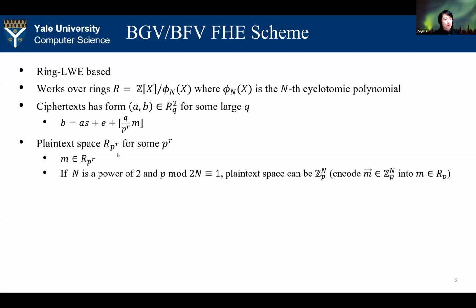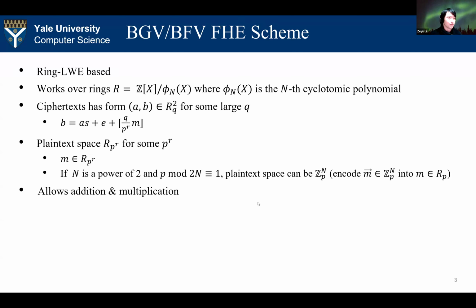And then there's a special kind of parameterization. Suppose n is a power of 2, and it satisfies p mod 2n equals 1. Then we can view this plaintext space as Z_p^n. So it's a vector of Z_p of length n, instead of just a ring R_p element. So why is this important? We believe that for lots of applications, this kind of parameterization will give you the best performance. So throughout this talk, I will be focusing on this kind of parameterization.